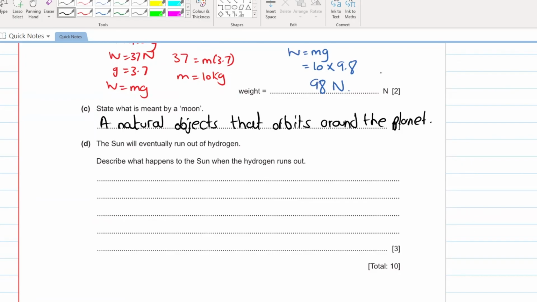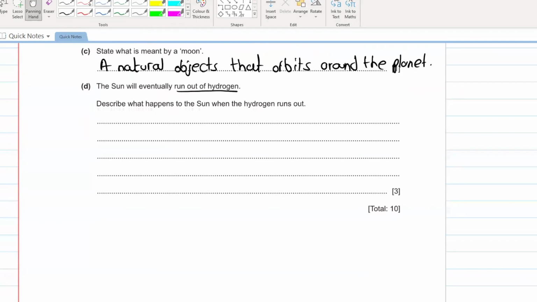The sun will eventually run out of hydrogen. Describe what happens to the sun when the hydrogen runs out. Here, if you are a good student, you will remember one thing. Sun is a red giant star. Whenever hydrogen finishes up in a red giant star, what happens?